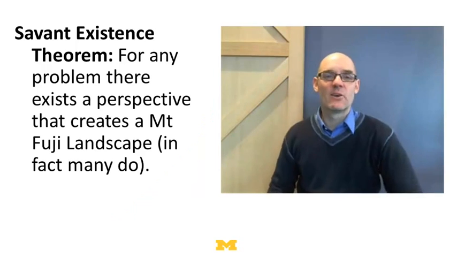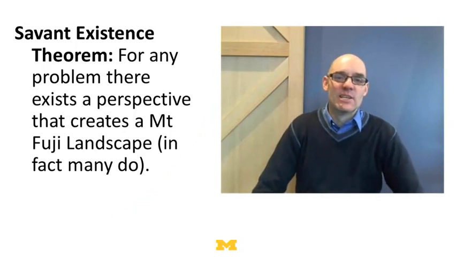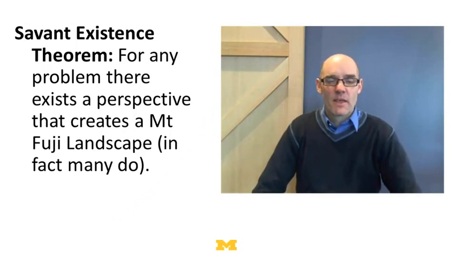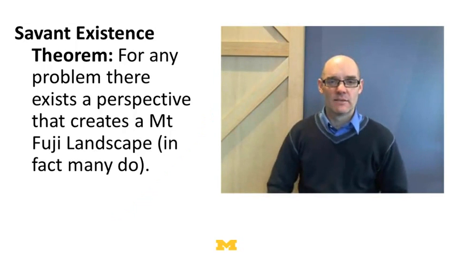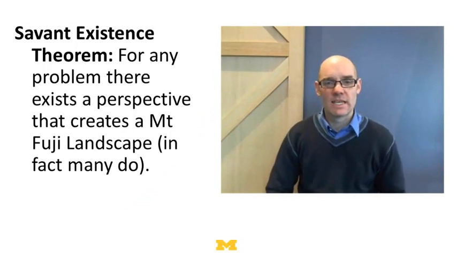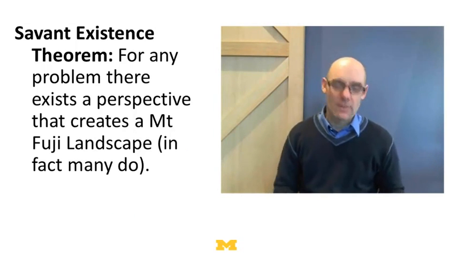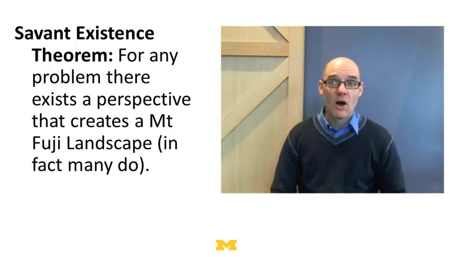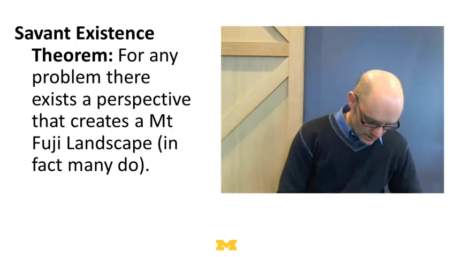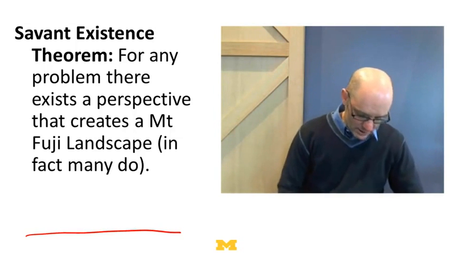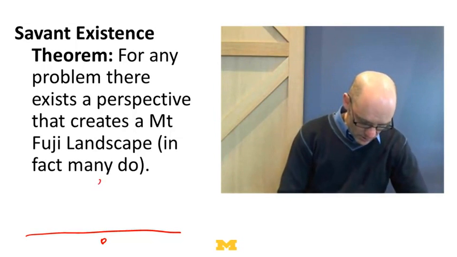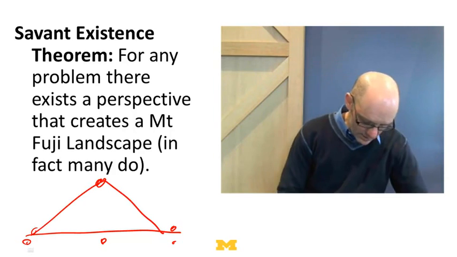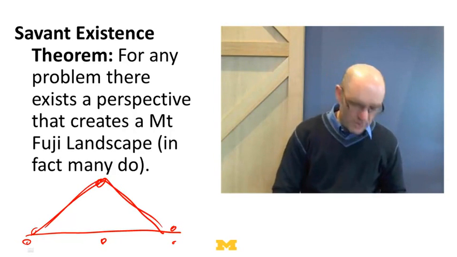That leads to something that I call, in one of my books, The Difference, the savant existence theorem. For any problem that's out there, there exists some way to represent it so that you turn it into a Mount Fuji problem. Now, why is that? Well, it's actually fairly straightforward. All you have to do is, if you've got all the solutions represented, put the very best one in the middle, and then put the worst ones at the end, and then just line up the solutions in such a way so that you turn it into a Mount Fuji.